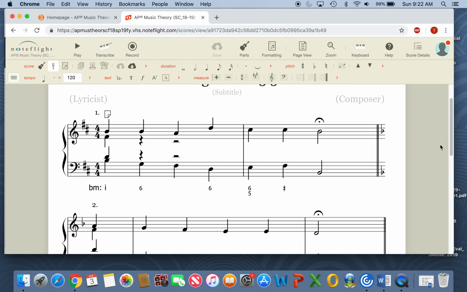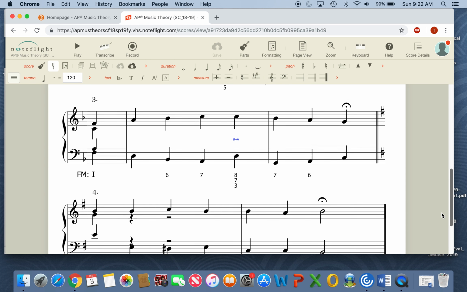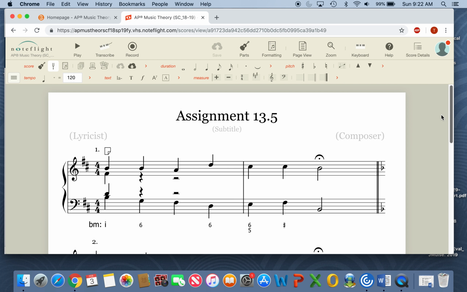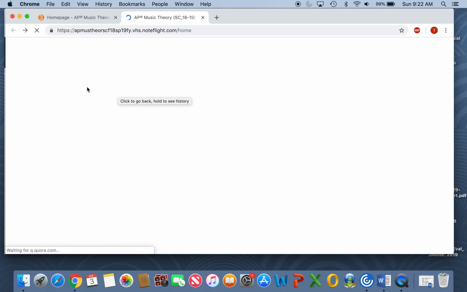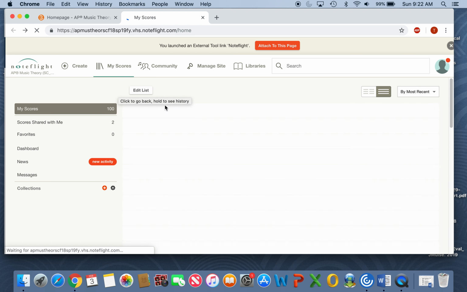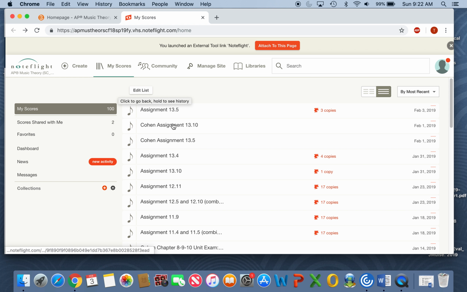And really, that's the gist of it. There's nothing else to say about this one except use the voice leading that you've been learning from the Benward book. And then we go to 13.